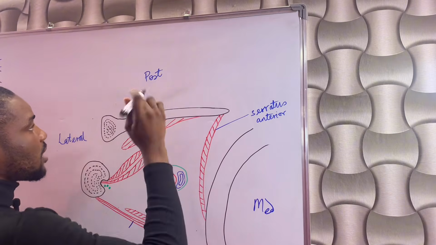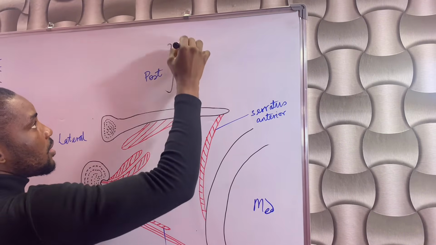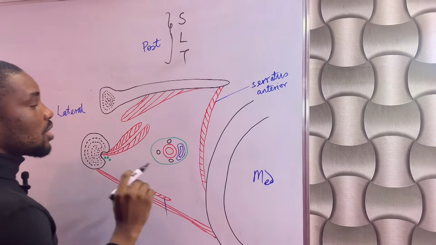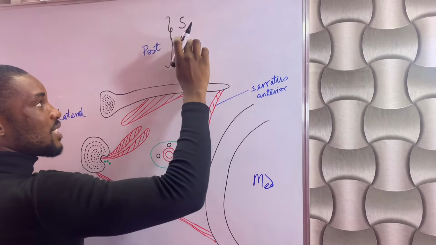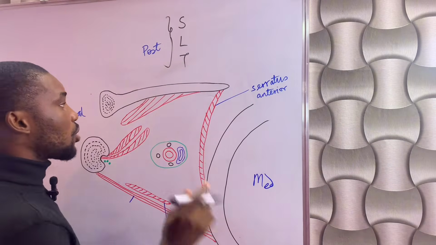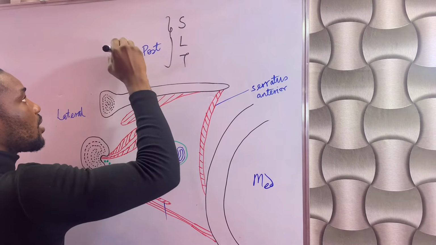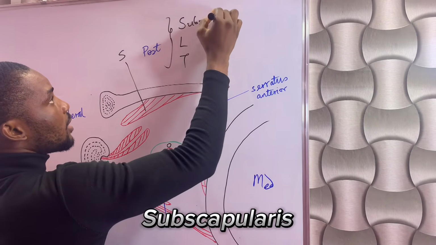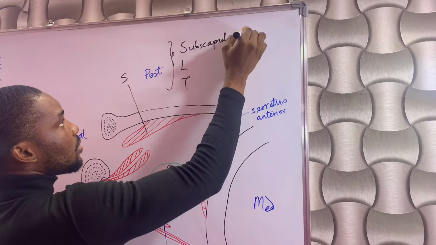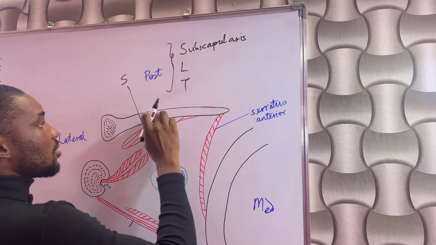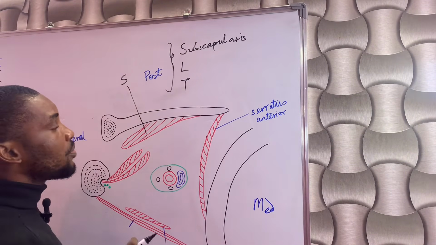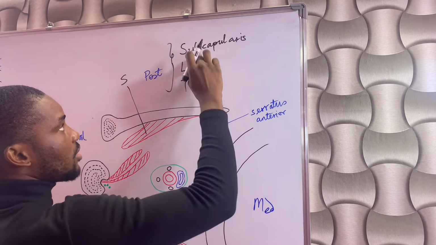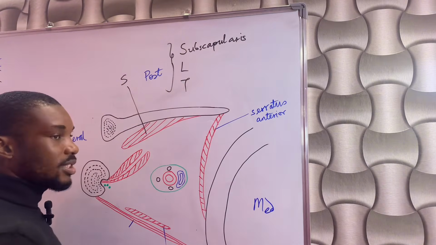The posterior boundary of the axilla consists of three muscles, basically the SLT. Okay, so we have the SLT muscles. The SLT muscles are the subscapularis, latissimus dorsi, and teres major. So here we have the S, which is your subscapularis, and then you know that the subscapularis is found on the anterior surface of the scapula. So from subscapularis, sub on the ventral, that's the ventral surface, and then scapularis, scapula.